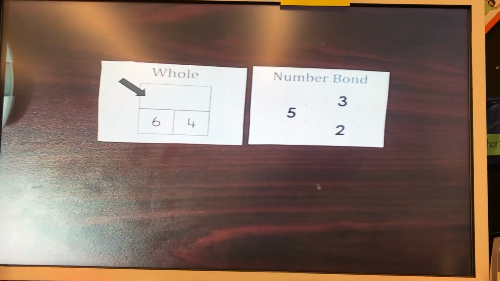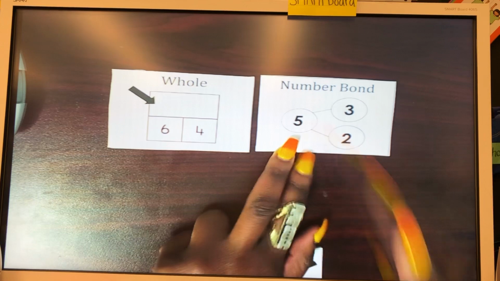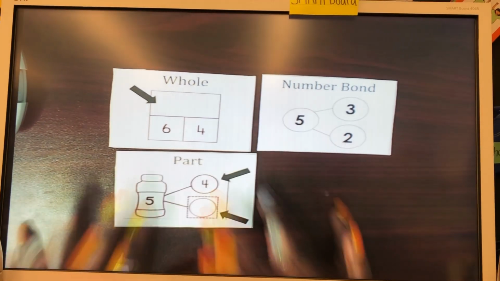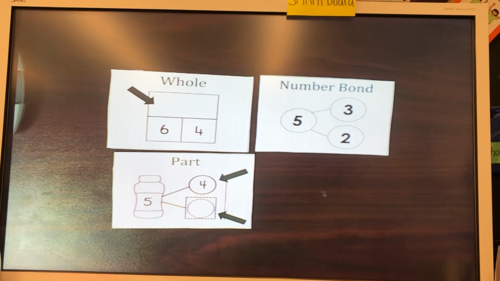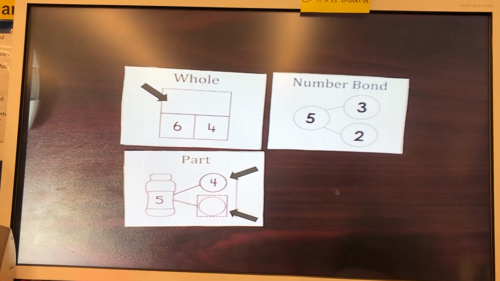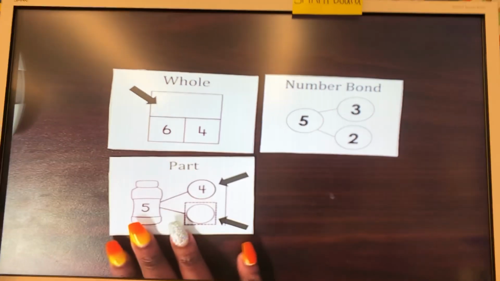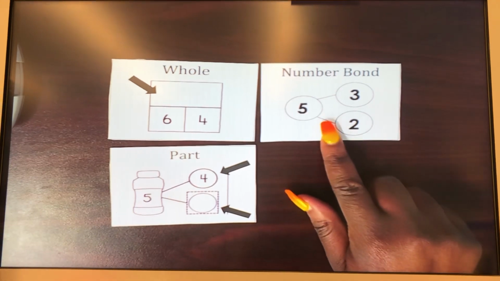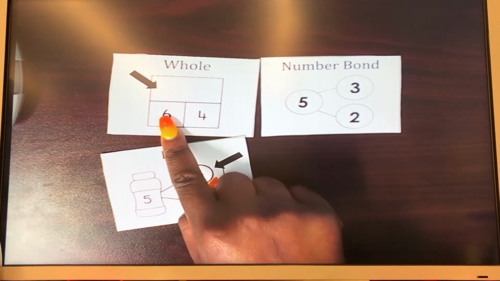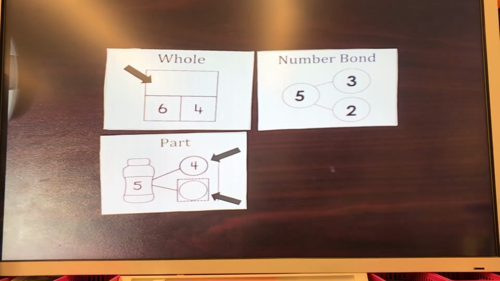This is the number bond. The number bond is different ways that we could decompose or compose numbers. We could use a number bond to help us decompose or compose numbers. This part of the number bond are the parts. The two parts make the whole. So just a reminder, boys and girls, number bonds help us decompose and compose numbers. The whole is the sum of the parts, and the parts are the pieces that make the whole.